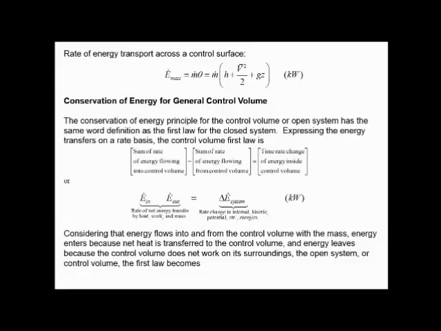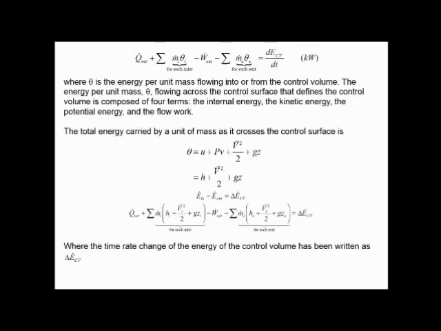So for the open system or control volume, the first law becomes Q equals the summation of all the masses at the inlet, minus W net, minus the summation of all the masses at the outlet, which equals the net change in energy per time. Here theta is the energy per unit mass flowing into and from the control volume. The energy per unit mass theta flowing across the control surface that defines the control volume is composed of four terms: the internal energy, kinetic energy, potential energy and the flow energy. This we have learned previously. Theta equals u plus pv plus V squared by 2 plus gz.